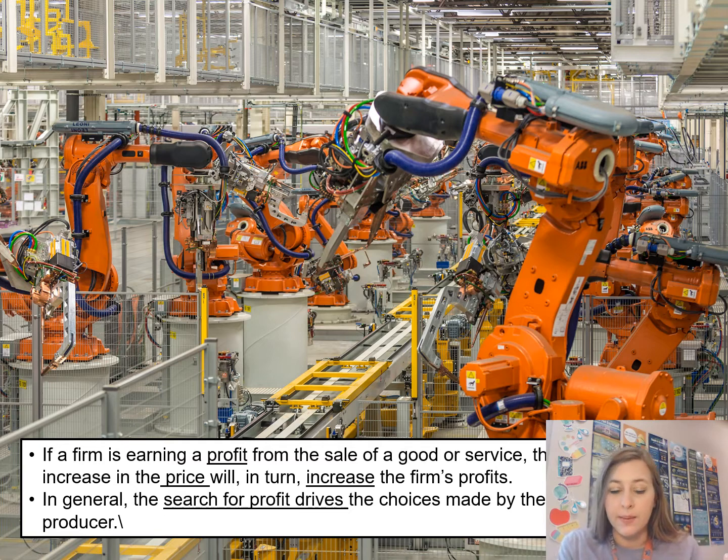So when it comes to production, if a firm is earning a profit from the sale of a good or a service, then an increase in the price of that good will in turn increase the firm's profits, right? If prices are high and goods are selling, of course the company is going to see an increase in their profit if they're selling pizza for $5 a slice instead of $1 a slice. In general, the search for profit really drives the choices that are made by a producer. So the goal for a producer, more often than not, is to profit. And so that drive for profit really explains the law of supply.